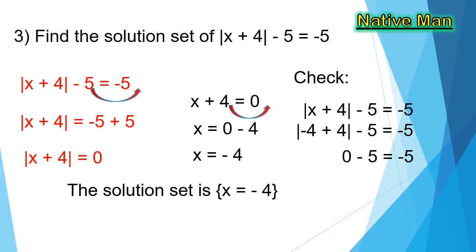So, absolute value of 0 is 0 po kasi yan. Kaya tinanggal ko na po kagad. So, 0 minus 5 is equal to negative 5. And negative 5 is equal to negative 5. And that is correct. So, ibig sabihin, tama po yung solution set natin na negative 4.